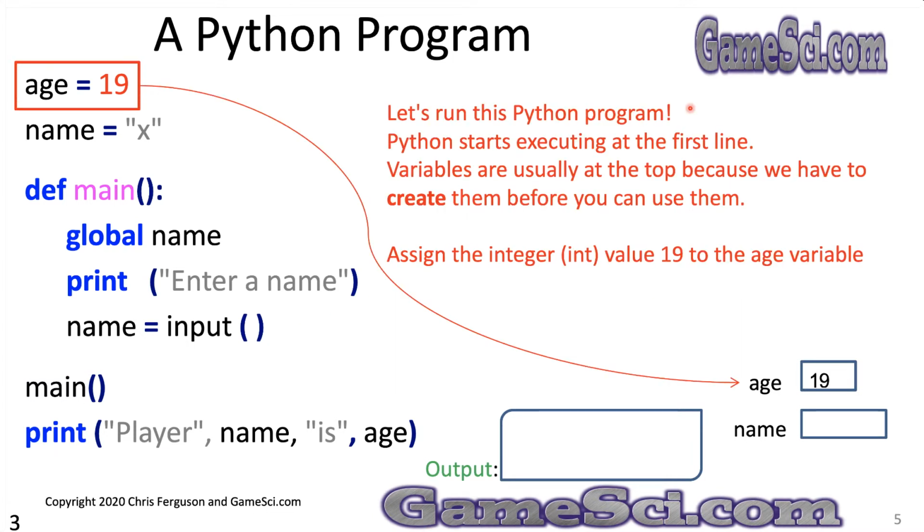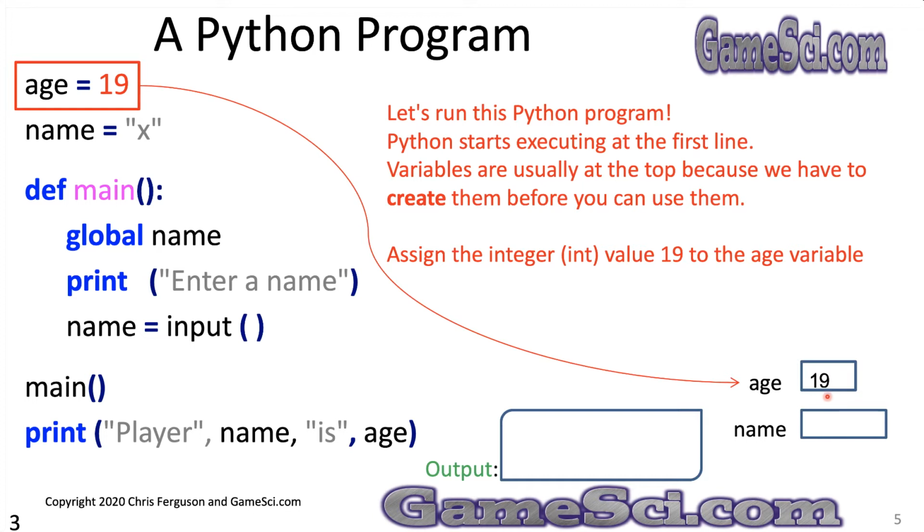Let's run our Python program. Python starts executing at the first line. Variables are usually at the top because we have to create them before we can use them. So I'm going to set up an age variable and assign it the value 19. This is an integer value 19 for the age variable, and if you follow the line, you can see the value representing 19 is stored in the variable.